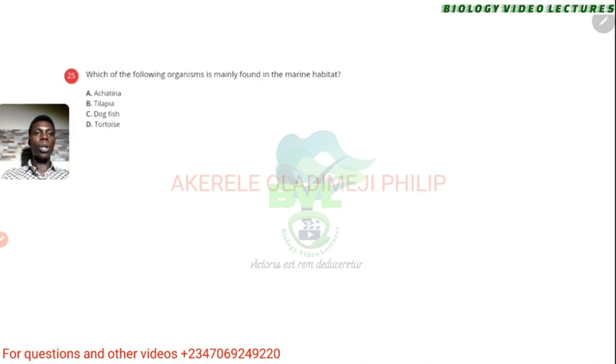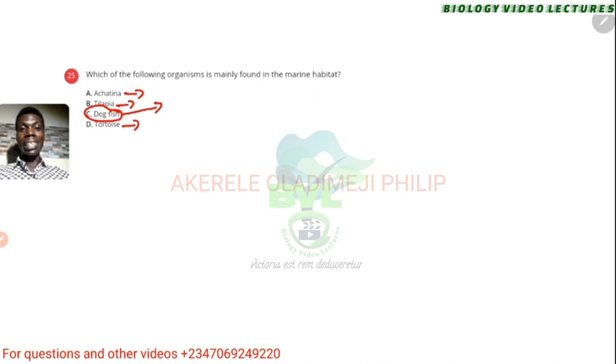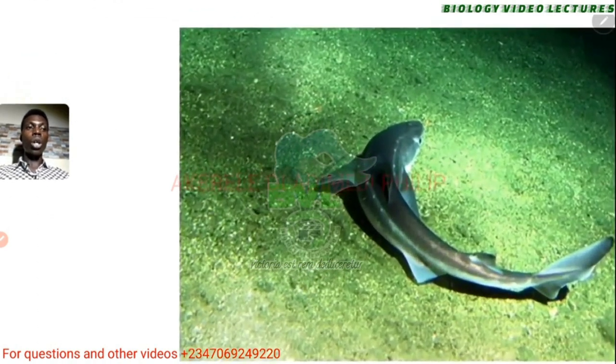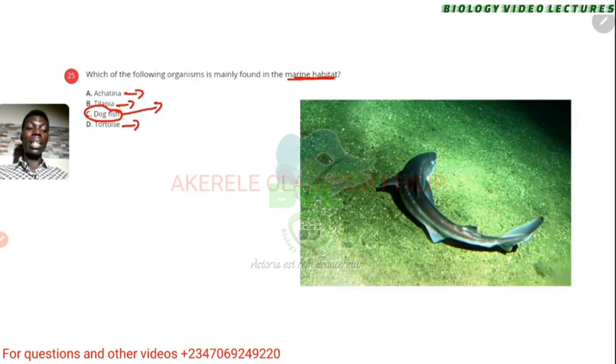Now, which of the following organisms is mainly found in the marine habitat? Well, at this point, you might need to remember some things. Achatina, I think, is the land giant snail. Tilapia is found in fresh water. Tortoise is majorly found in, is it brackish or fresh water also? But dogfish is found at the base of the sea, and the sea is always marine in nature, like salty. So this is your dogfish, which is found at the base of the ocean, I mean, like real deep sea. All right, your answer to this question is dogfish.